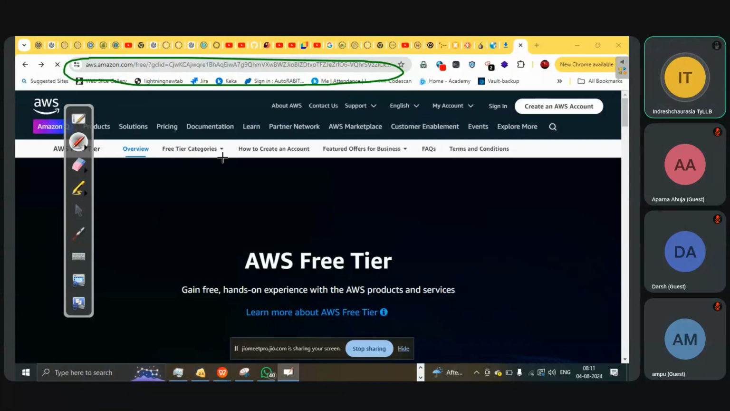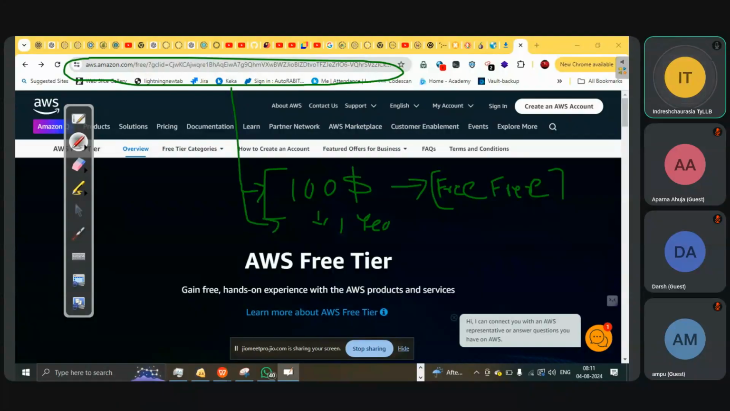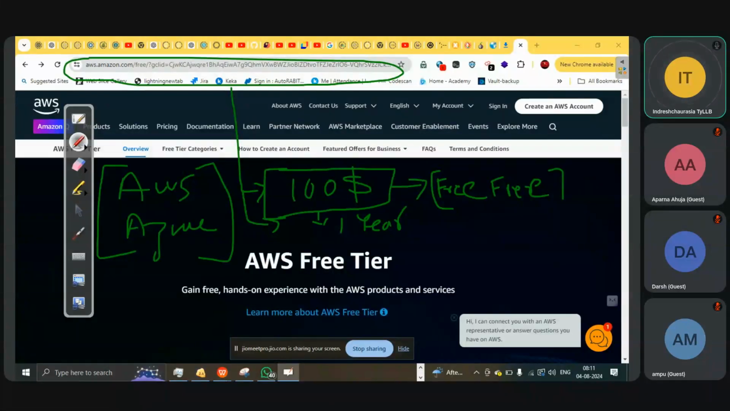See, the best part of this is that it gives you $100 for practice, free. It means up to $100 you can use Amazon services free. You can set up the server and the infrastructure with $100 for up to 1 year. This is the best part of AWS and Azure. You don't need to worry about how we are going to learn how servers are set up in AWS or in Azure. They will give you $100 of services free to practice for 1 year.